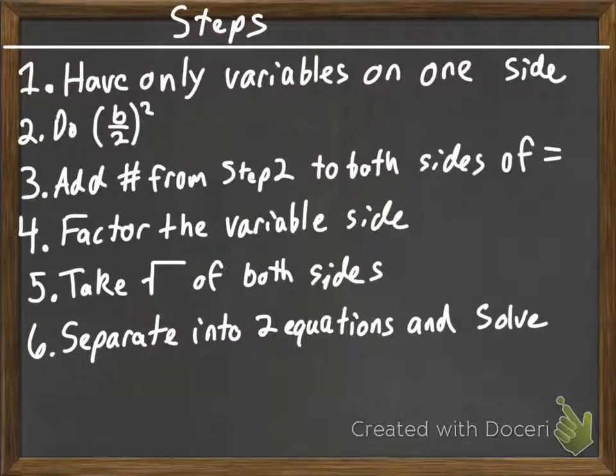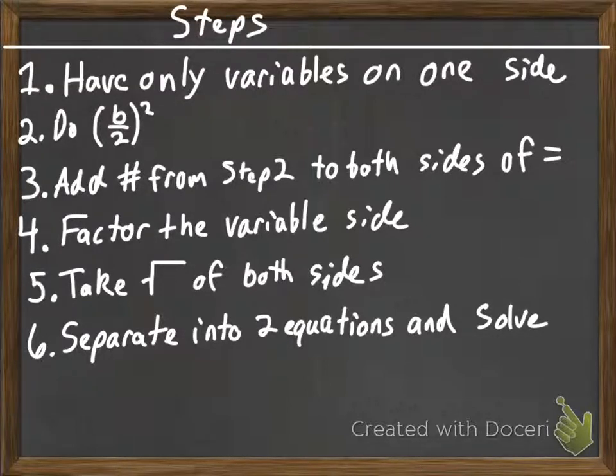And here are the 6 steps that I followed. The first step is have only variables on one side. I like to have it the left side. The second step is to perform b divided by 2 squared. So you're going to divide your b by 2 and then you're going to square it.